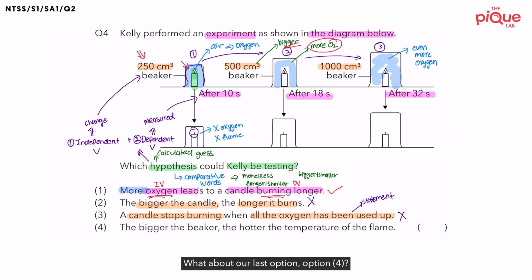What about our last option, option 4? The bigger the beaker, the hotter the temperature of the flame. The size of the beaker is our independent variable. The dependent variable here is the temperature of the flame. But again, in this entire experiment, she never measured the temperature of the flame. So this is not the dependent variable in our experiment. So based on 1, 2, 3, 4, we see that option 1 is the hypothesis that Kelly could be testing. So the correct answer is option 1.